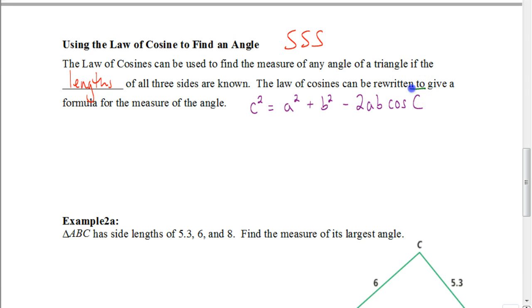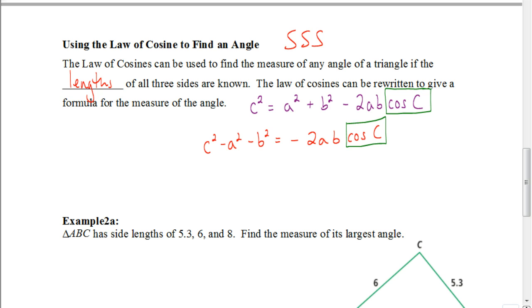And again, what I want to focus on is this piece. I want to get that by itself, so I want to get rid of all this other garbage on that side of the equal sign. So I'm going to start out by subtracting the a squared and b squared from both sides. That's going to result in c squared minus a squared minus b squared equals the opposite of 2ab times the cosine of angle C. Again, my goal is to get the cosine of C by itself.